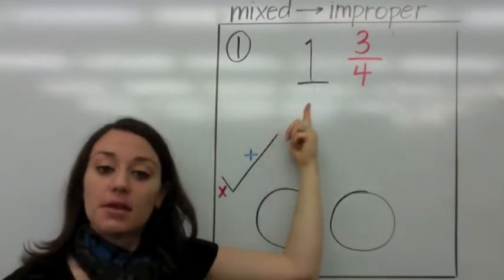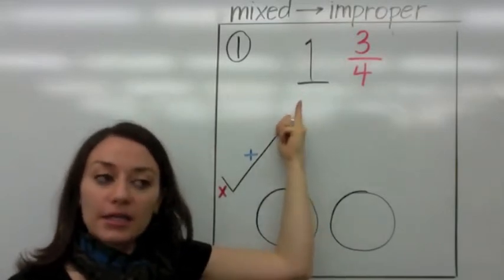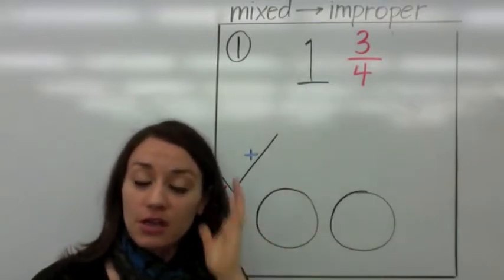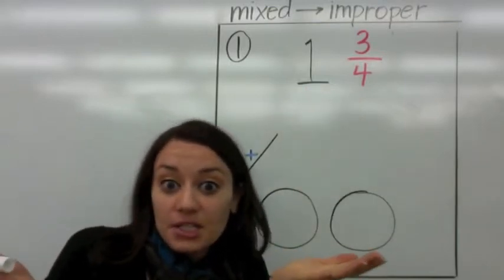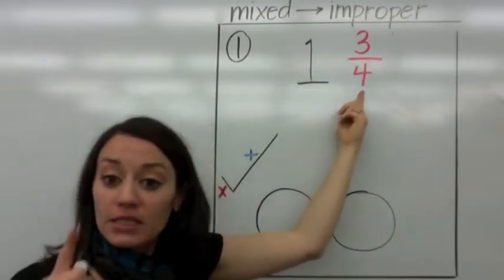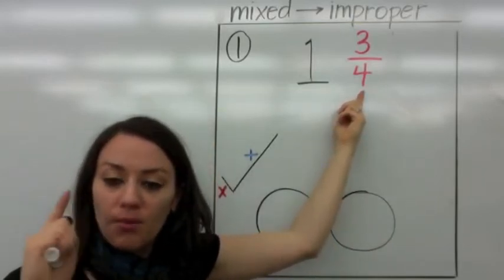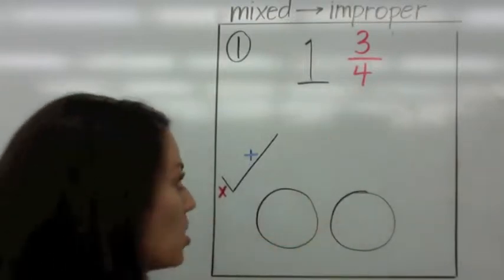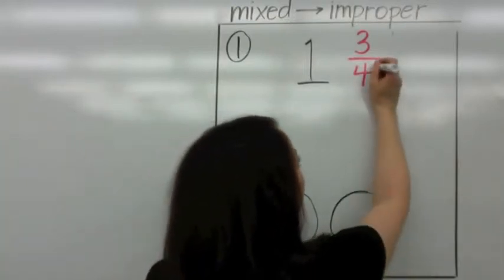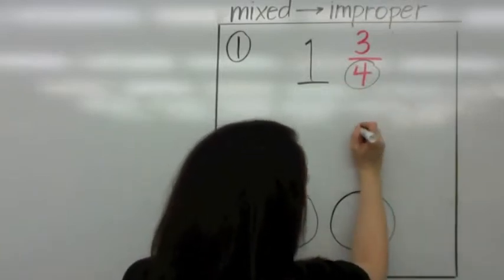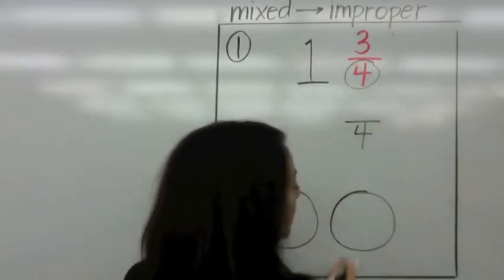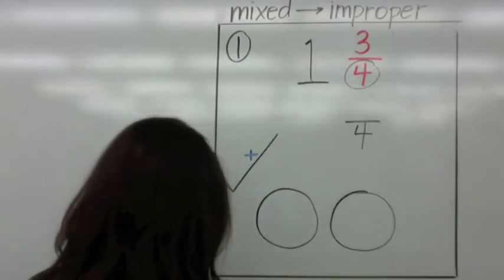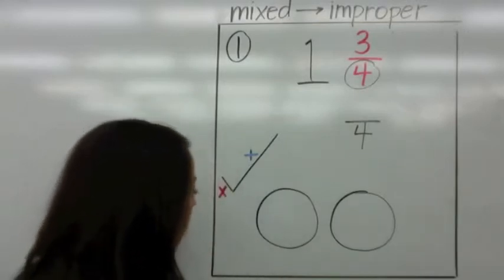Again, we're going to be changing mixed numbers to improper fractions. Read the mixed number with me. It says 1 and 3/4. The first question you're going to ask yourself is, what is the denominator of the fraction? What's the bottom number? What am I working with? I'm working with fourths, right? So we'll draw it. We're going to put this fourth right here because that's going to be the denominator of our improper fraction.